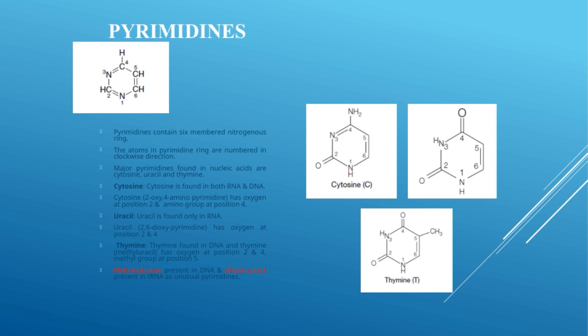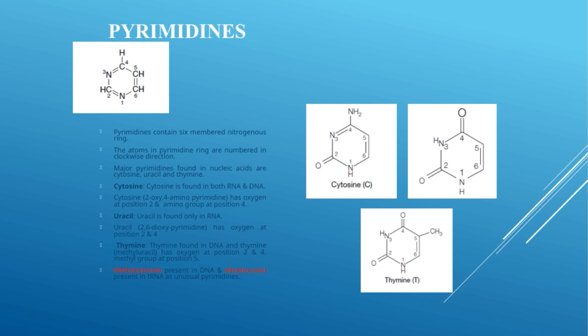Moving on to uracil, which is found exclusively in RNA. Its structure is known as 2,4-dioxypyrimidine, with oxygen atoms at positions 2 and 4. This specific arrangement is important because it affects how uracil interacts during RNA processes, especially in base pairing.